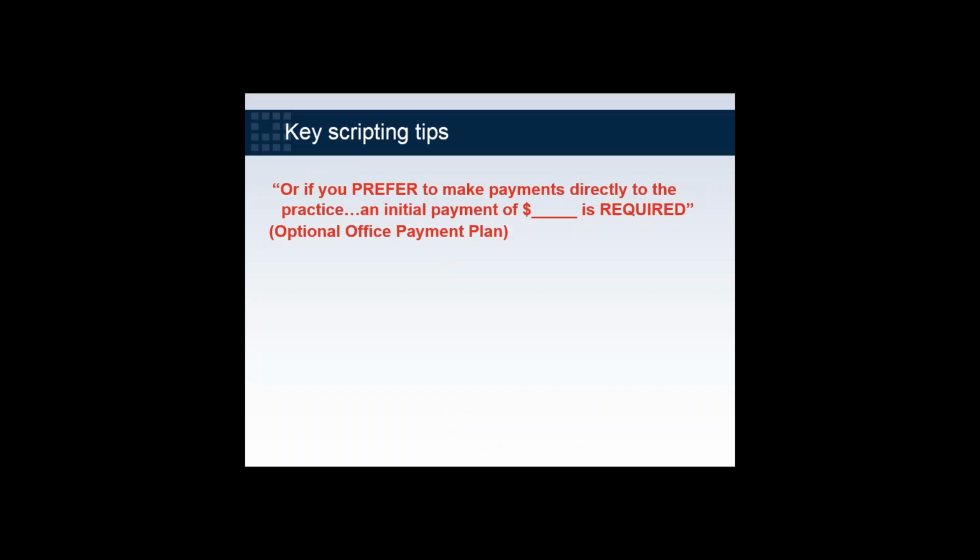If you're doing an office payment plan, your words might sound something like this: or if you prefer to make payments directly to the practice, an initial payment of, and you're going to give them the amount, is required. And I really stress to use the word required. Don't just ask for it, because this isn't let's make a deal. If you're going to have an office payment plan, set the guidelines, stick to them, don't negotiate, and schedule it as a requirement. So again, this would be for your optional payment plan.